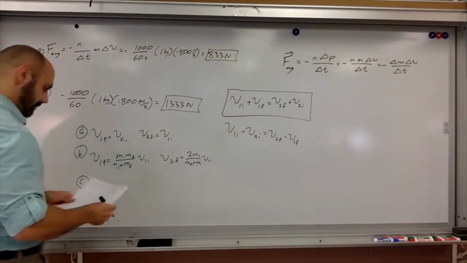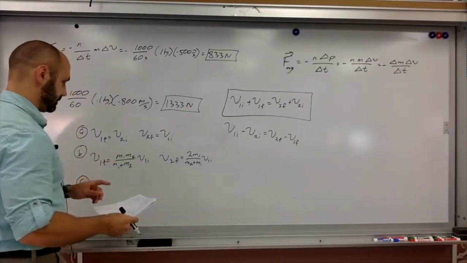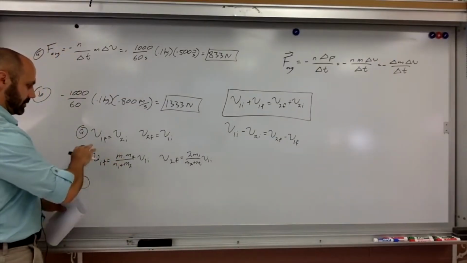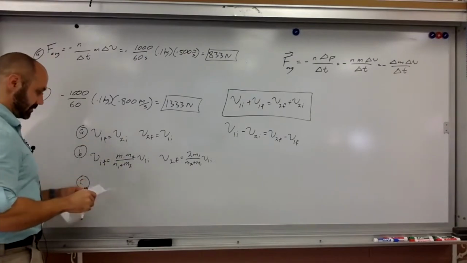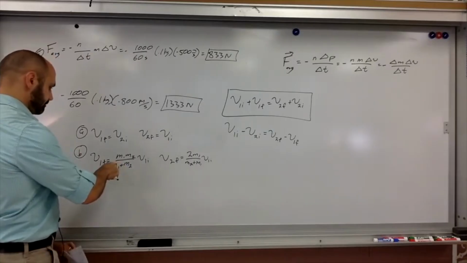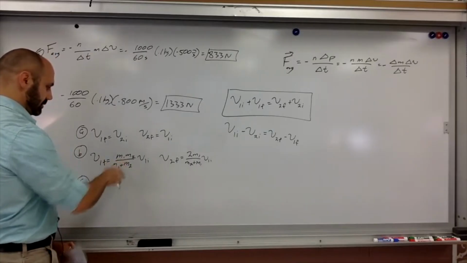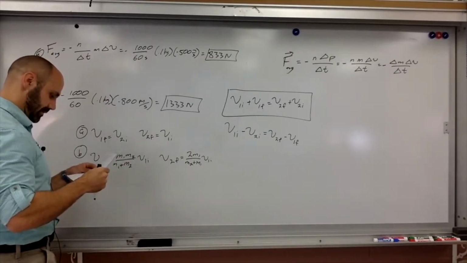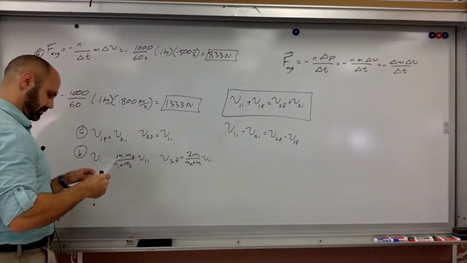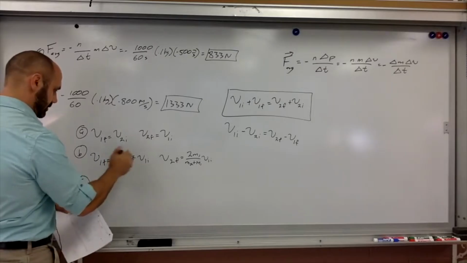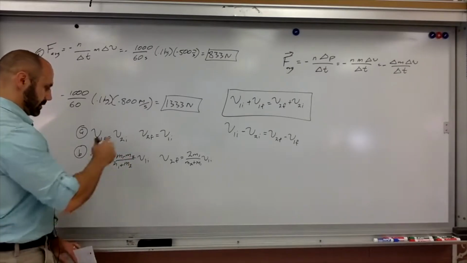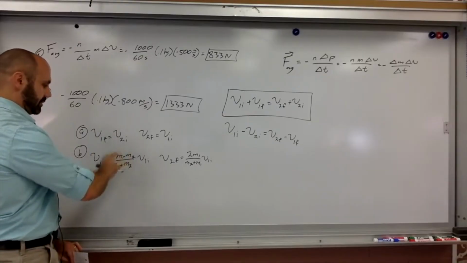C. What if they are equal in mass, though? Well, if they're equal in mass, and V2 starts off with velocity 0, see what happens here. Sorry, this should be a minus on the top: M1 minus M2. Okay, so now it makes more sense. This ends up being 0.